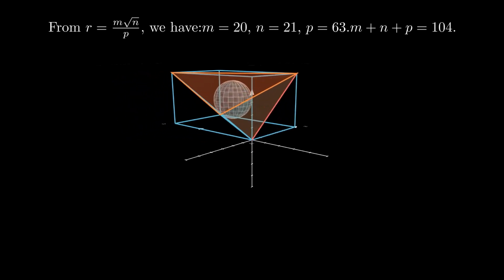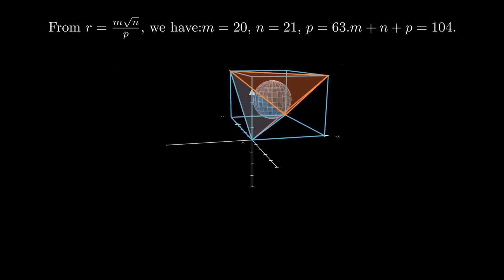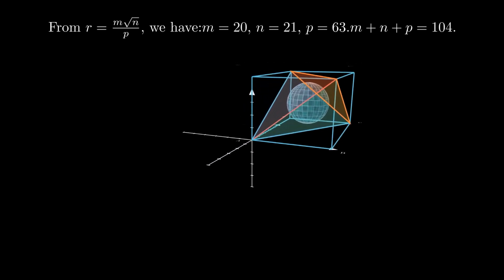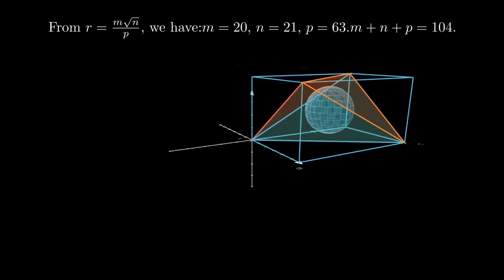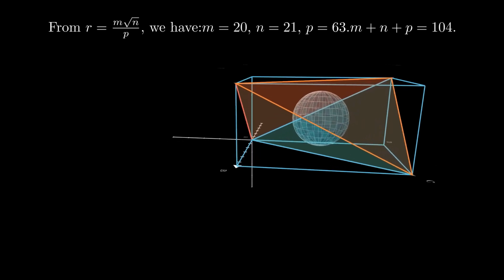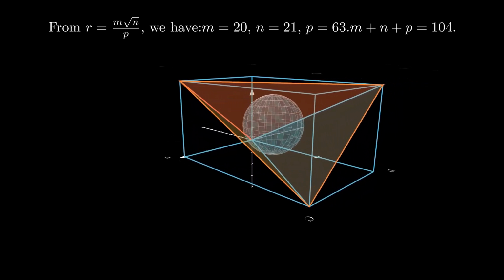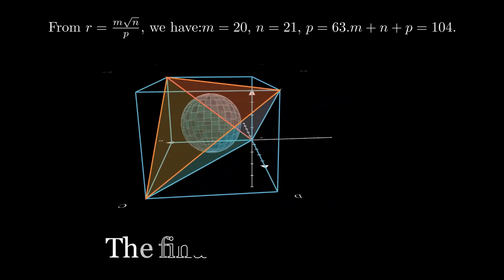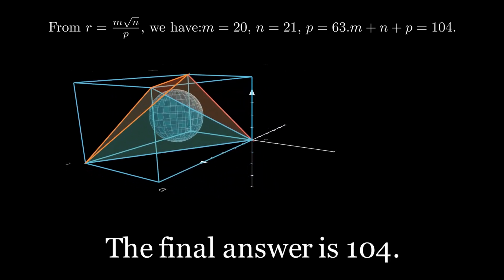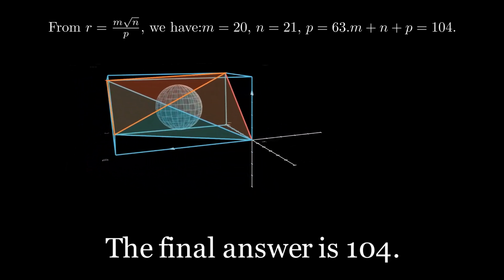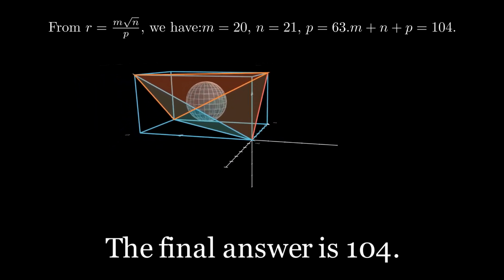After careful computation, we find that m equals 20, n equals 21, and p equals 63. Adding them together gives us the answer m plus n plus p equals 104. The sum is 104, a result born from geometry, algebra, and a touch of ingenuity.